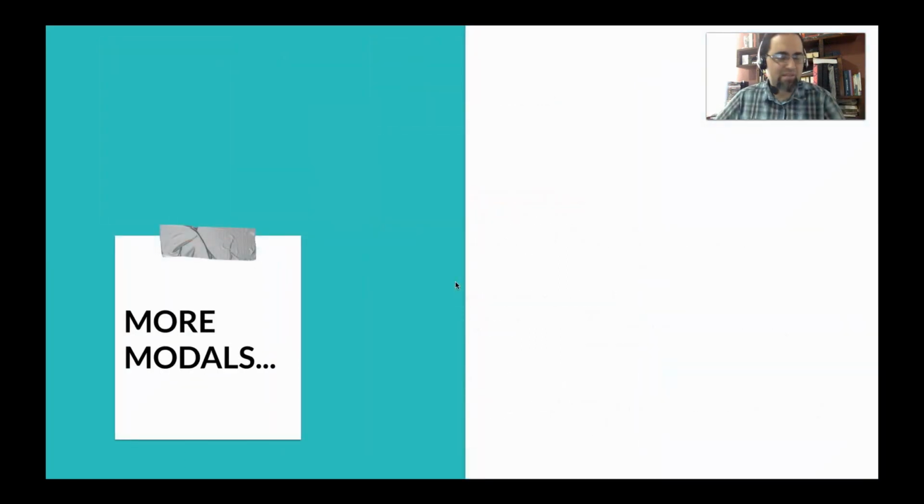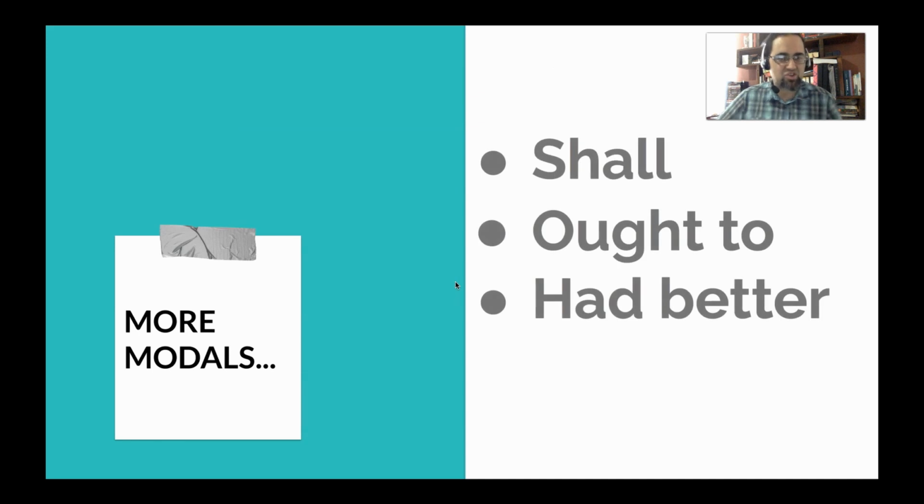Excellent. And now we have more modals. As I said in the beginning, we're also gonna talk about 3 additional modals: shall, ought to, and had better. These are very common modals, as you will see in a moment, but they have rules. But more than that, I want you to pay attention to how to use them, because yes, there are rules and you can follow the rules and be grammatically correct and accurate, but still some things don't work in real life. So I'm gonna tell you not just the rules, but how to use them.